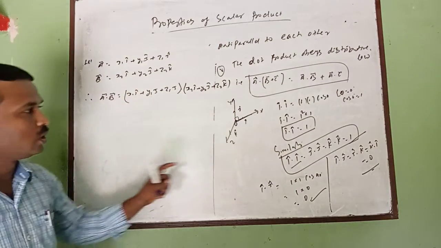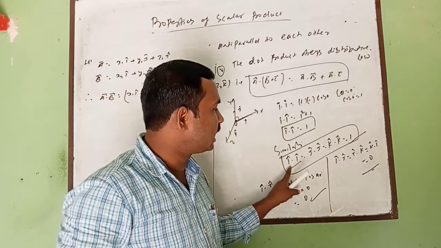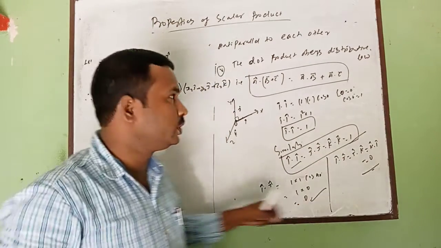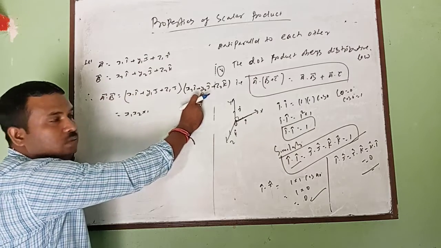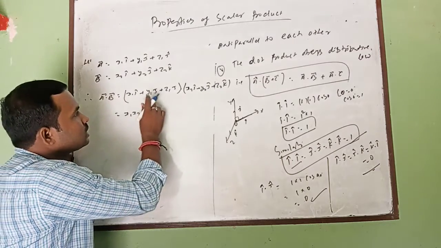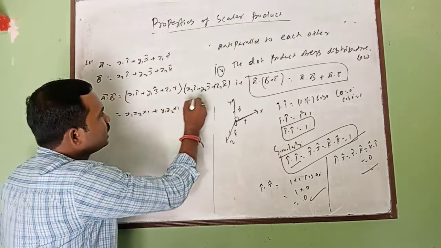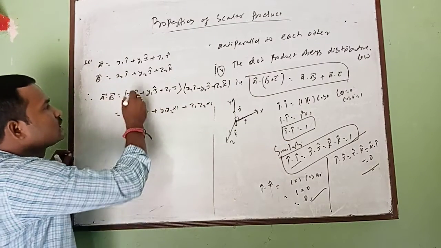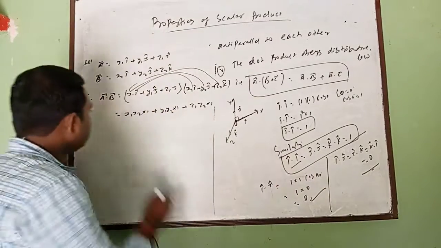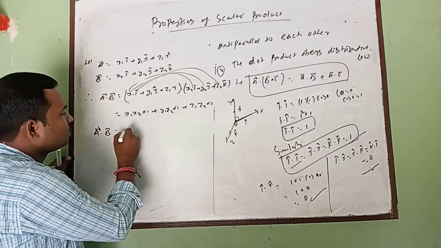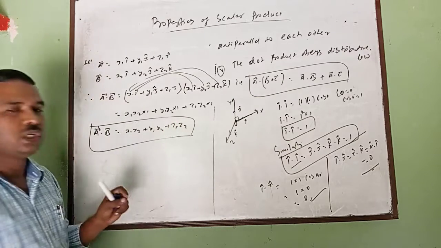According to this, if the vectors are the same, the result will be 1, and for different ones like i dot j, j dot k, it will be 0. If you multiply all the terms, i dot i gives x1 x2 into 1, and the others will be 0. So it will be x1 x2 plus y1 y2 into 1 plus z1 z2 into 1, and all the cross terms are 0. Is it clear? So a dot b is equal to x1 x2 plus y1 y2 plus z1 z2.